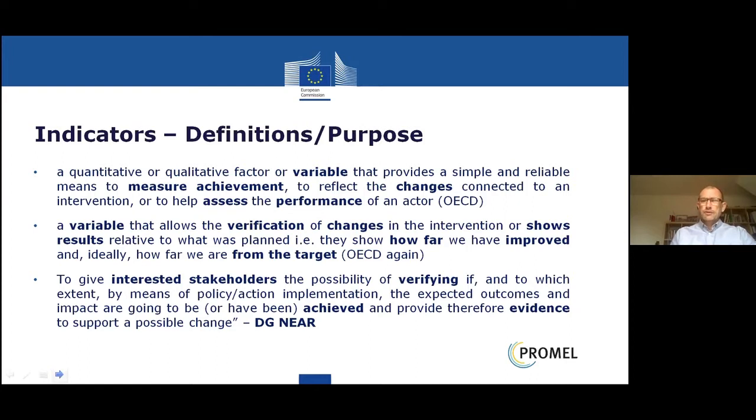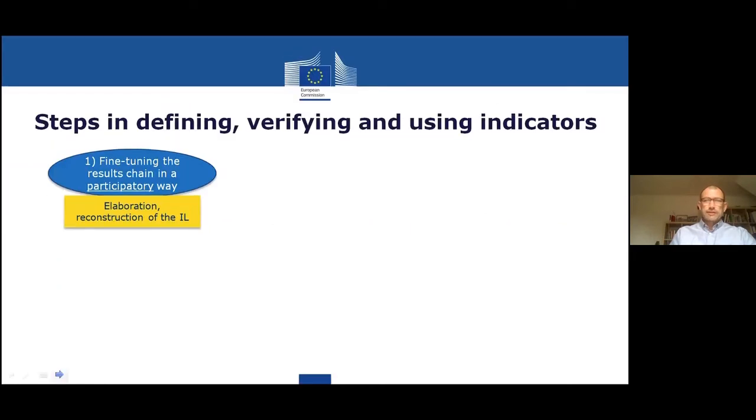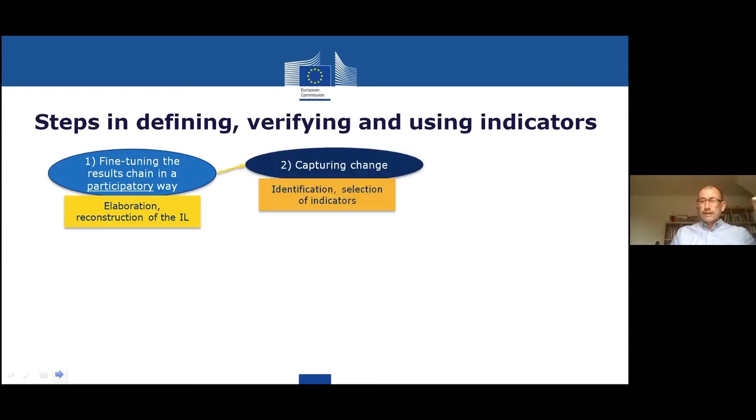Okay, so having spoken about what they're for and what they are, I'll now illustrate the process that we go through when we're defining, verifying, and using indicators. It's a number of different stages, but first of all, we look at the results chain in a participatory way to check whether the results that we've got are valid and that we can work with that. Because once we've done that, we can then start thinking about the kind of indicators that we need to use to track the changes that our intervention is going to deliver.